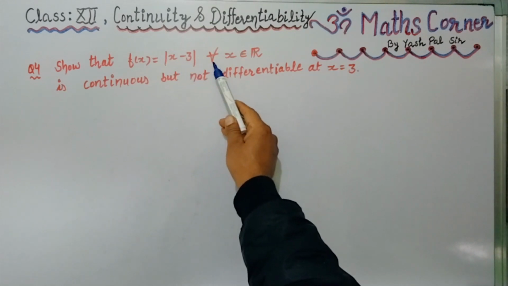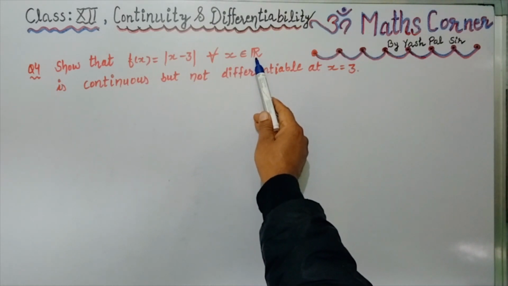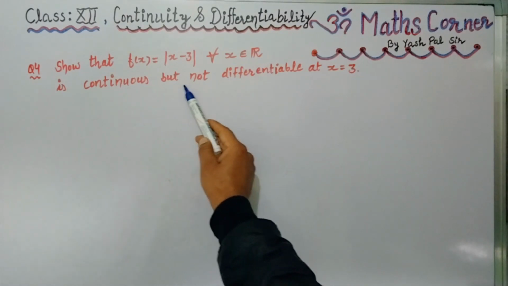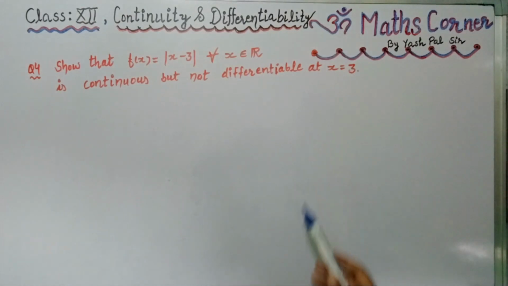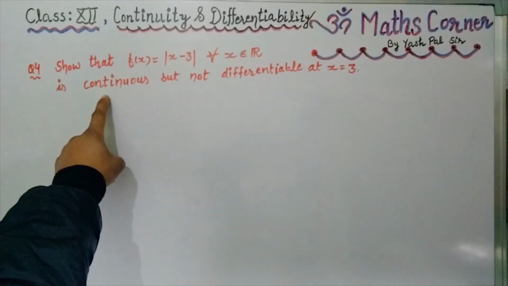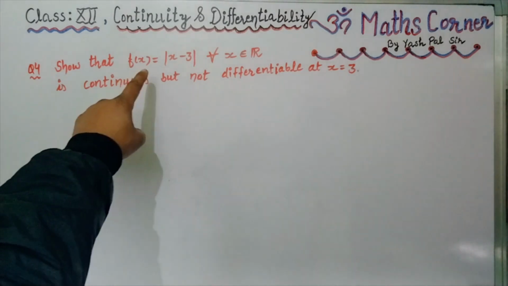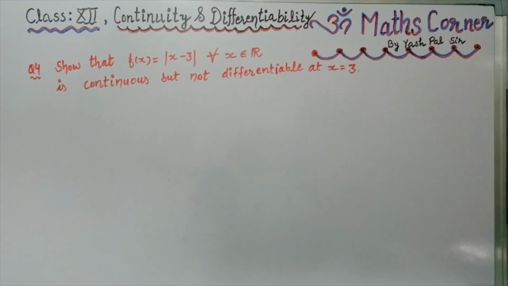Question number 4. Show that f of x is equal to modulus of x minus 3, for every x belonging to the set of all real numbers, is continuous but not differentiable at x equal to 3. Two things we have to see here: one is continuity, second is differentiability. First of all, we take the continuity case.